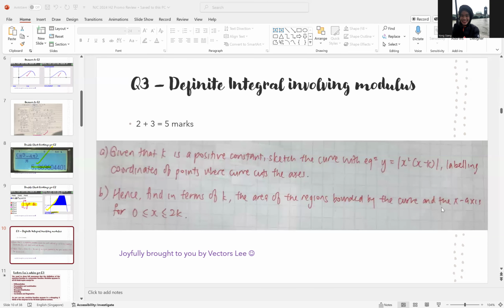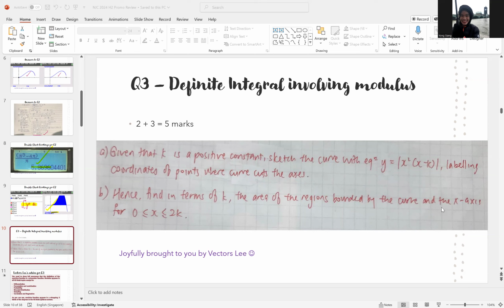Alright, folks, today we are continuing on with question 3 of the NJ 2024 promo paper. Question 3 is a modulus question involving numerous topics. It is a 5-mark question, but as you can see, they've combined more than one topic of H2 math together. I believe you can read the question for yourself, so I'm going to jump to the next slide.